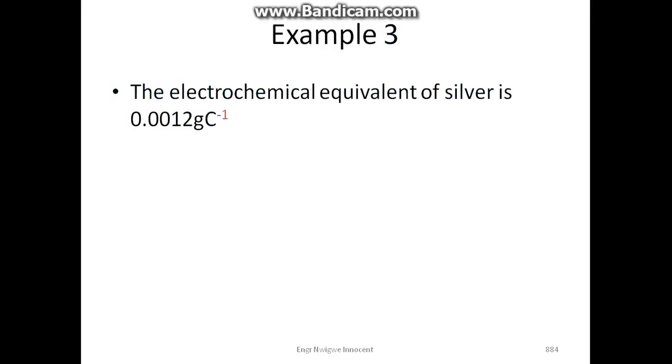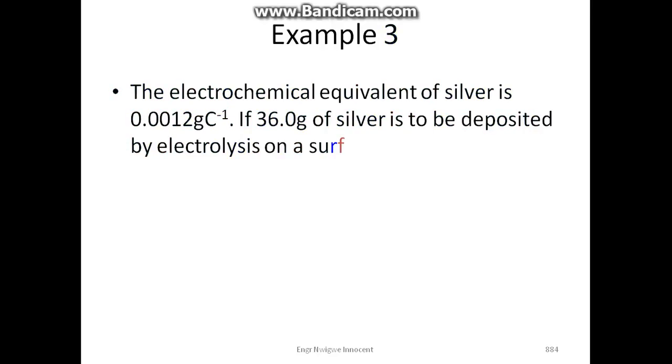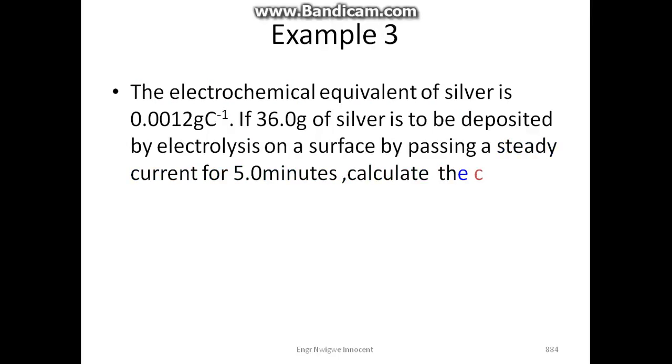Example 3. The electrochemical equivalent of silver is 0.0012 gram per coulomb. If 36.0 gram of silver is to be deposited by electrolysis on a surface by passing a steady current for 5.0 minutes, calculate the current.